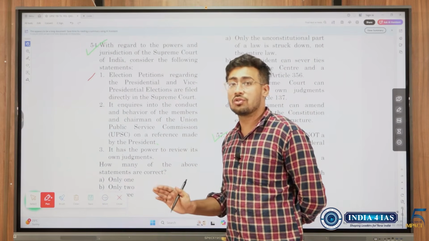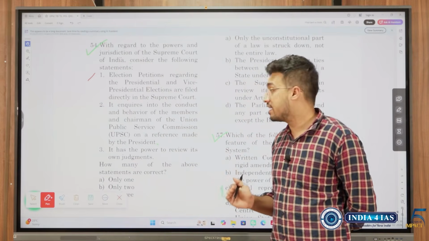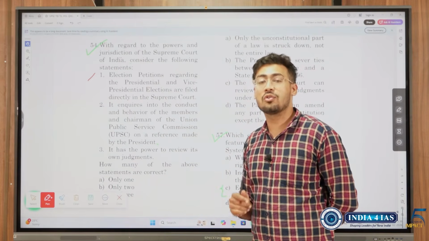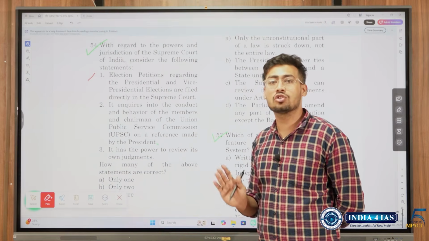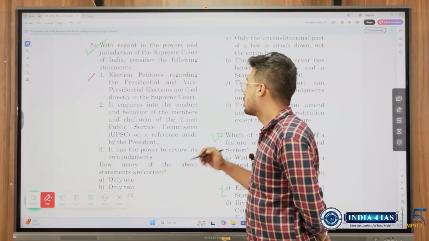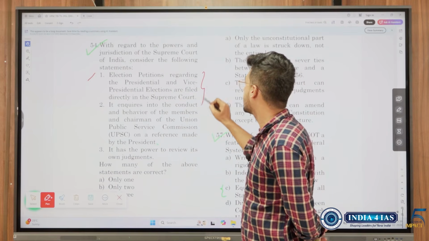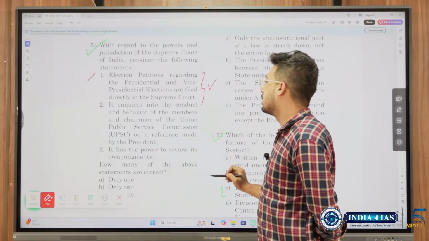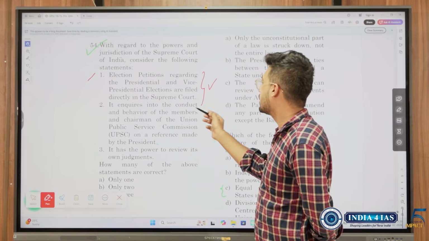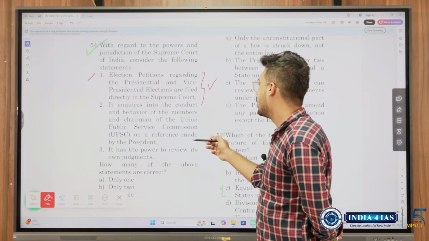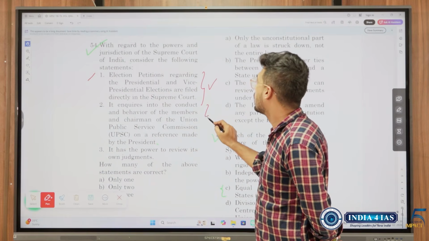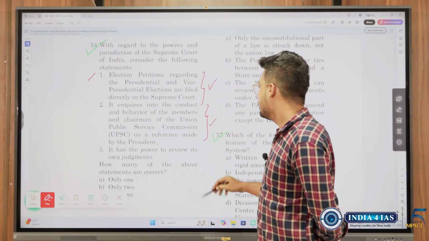When there are disputes with regard to elections of President or Vice President, then it is taken to the Supreme Court directly, not the High Court. So petitions regarding presidential and vice presidential elections are filed directly in the Supreme Court. This is correct. This you should know. And the rest of the things are simply inquiry into the conduct and behavior of members and the chairman of UPSC on a reference made by the President. Okay, this is correct.